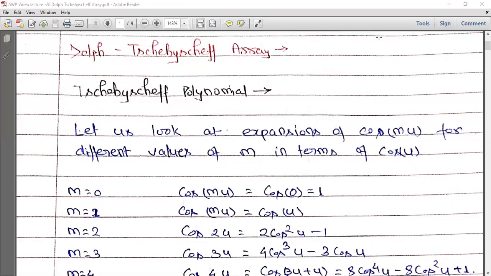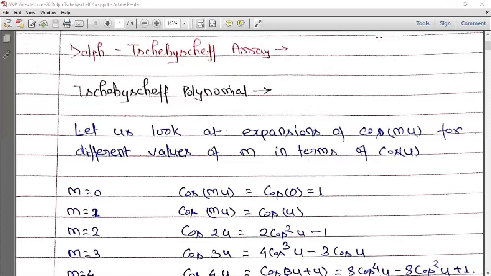As we studied in our last class, the array factor for a non-uniform antenna array is given by a summation for n equals 1 to m of a_n cos of some angle inside the cosine function. The most important thing is that the array factor, whether you have an odd or even number of elements in the antenna array, is a function of cosines. So let us understand the Chebyshev polynomial in terms of cosine functions.